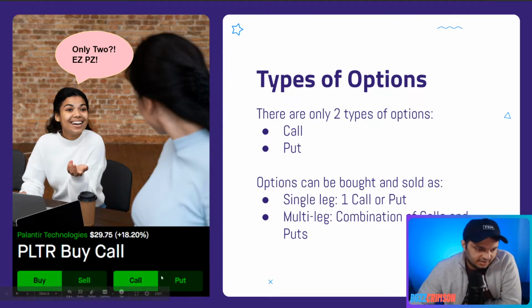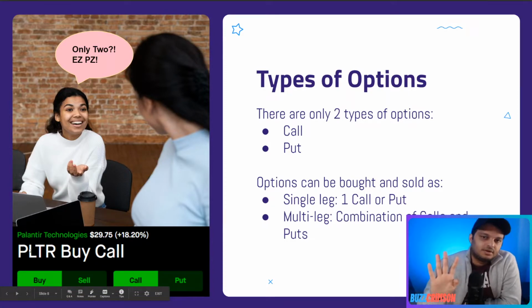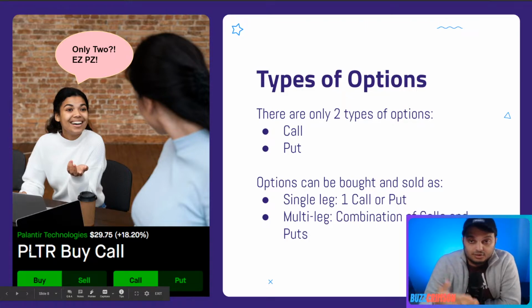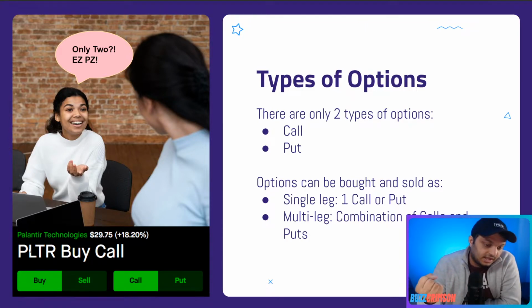Here's a cutout from a very popular stock, PLTR, Palantir. As you can see, there's 4 scenarios. You can buy or sell a call option. And then there's the other type of option. It's called put. You can buy or sell a put option.